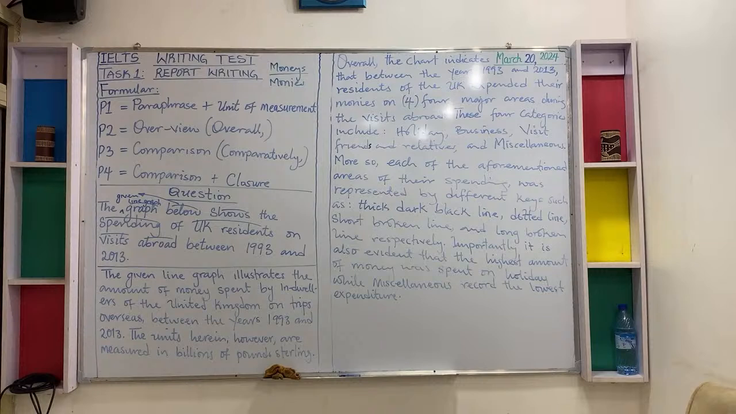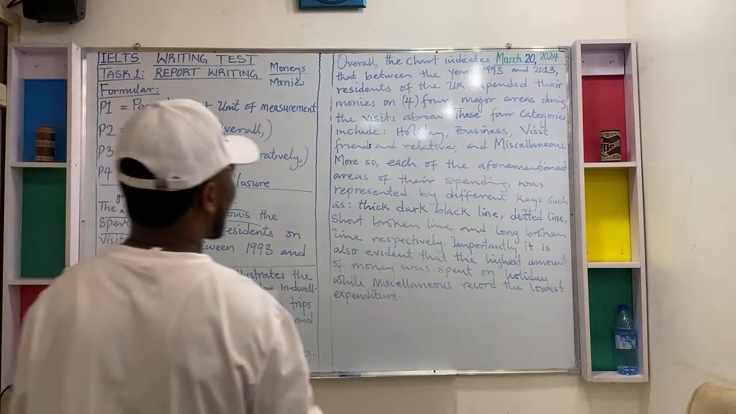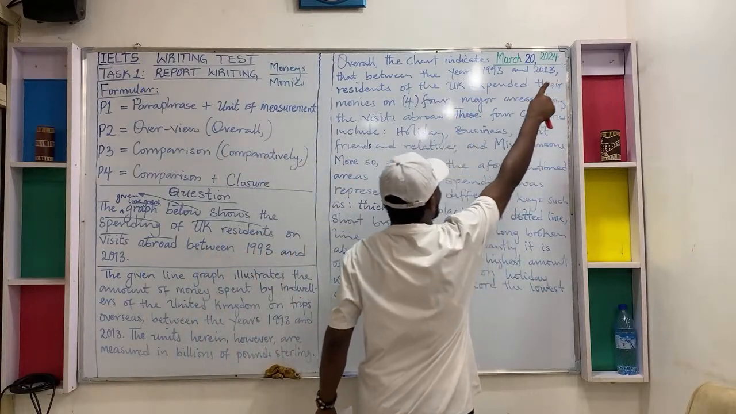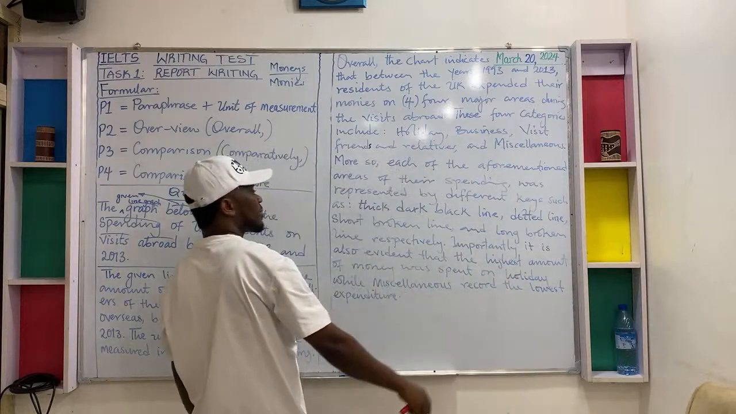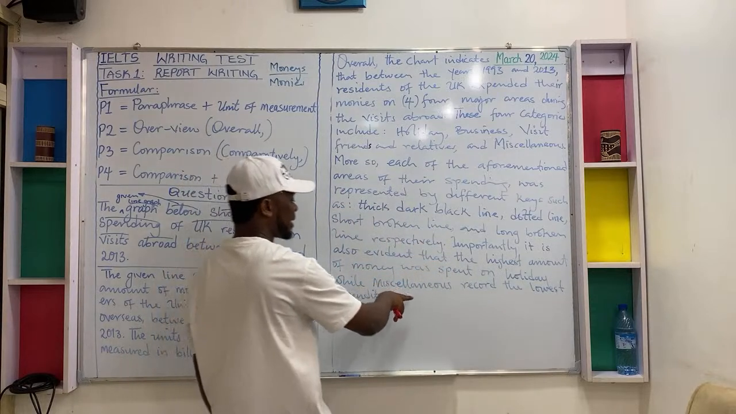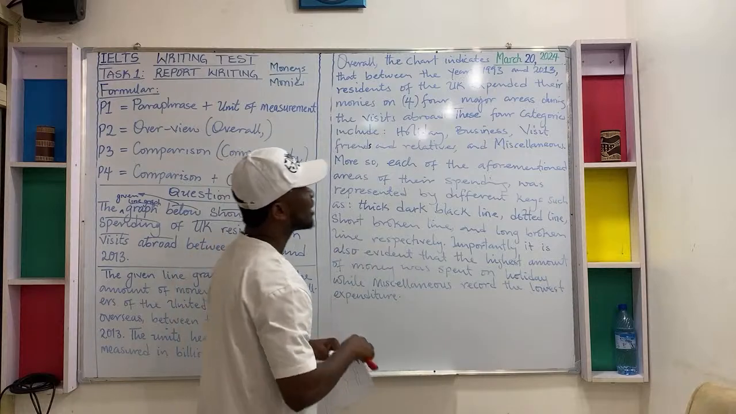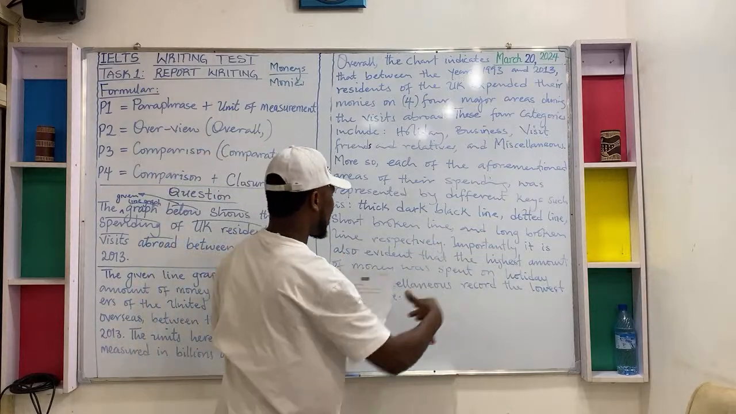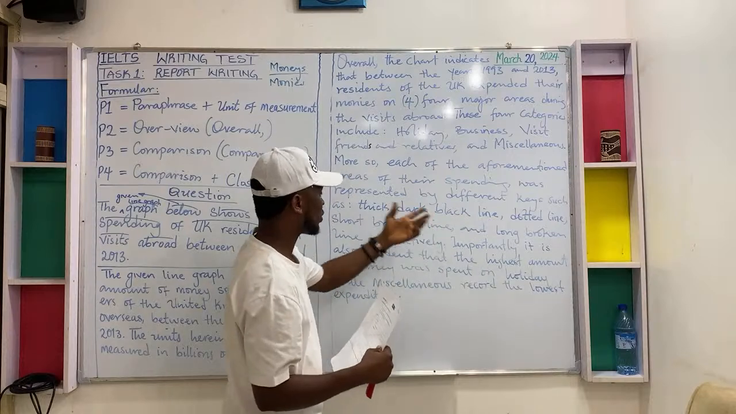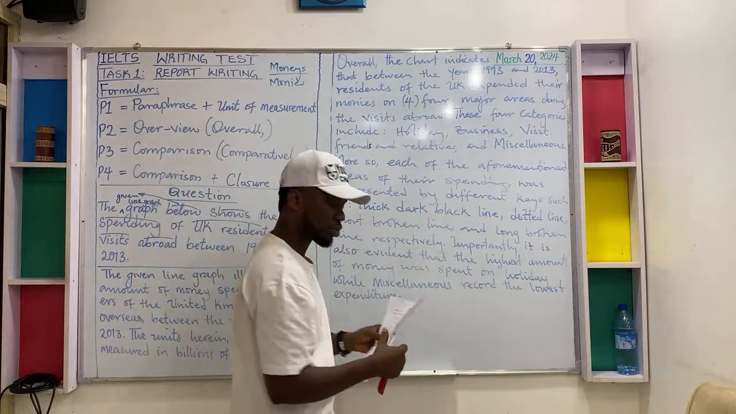Right? Subject, the objects. And you must list those objects. That's why we have them there. Business, vacation, visit friends or relatives, and students. Do you understand? However, within the period of their trip, ranging from 1993 to 2013, that's the duration and period, it's evident that the highest spending was recorded on holiday, while the least amount of money was expended on miscellaneous. Notwithstanding, each of those four areas was represented by different keys, such as thick, dark, black line, dotted line, sharp broken line, and long broken line.